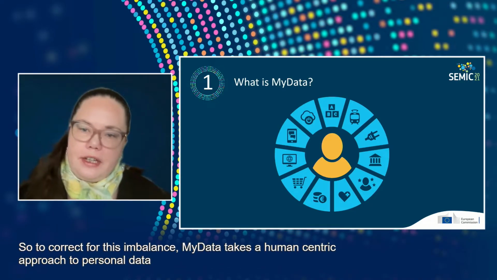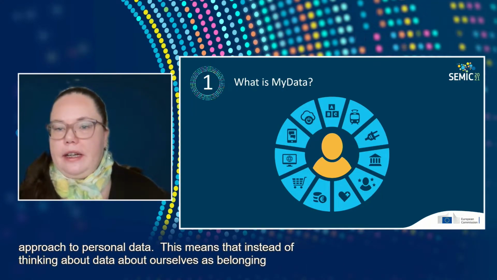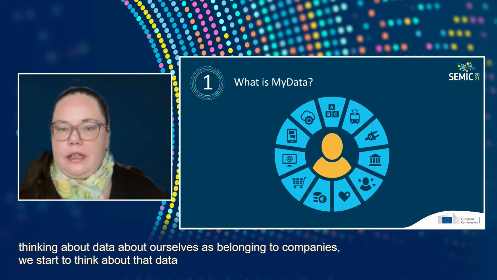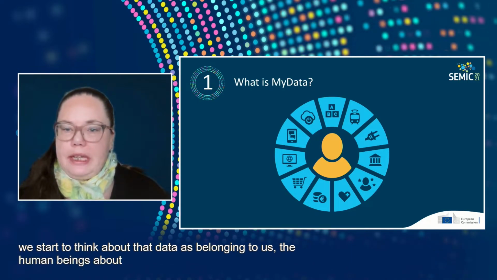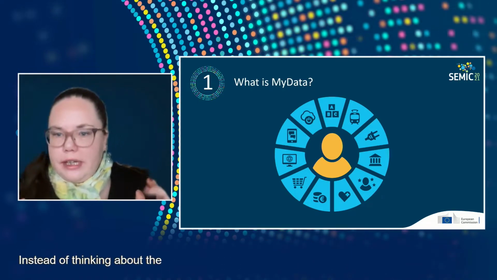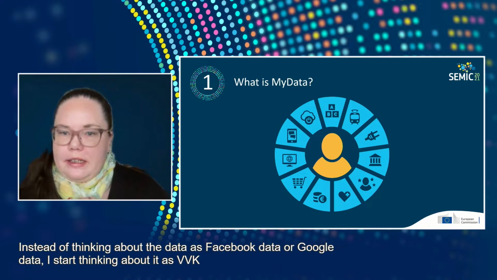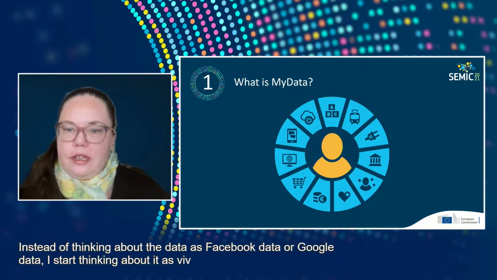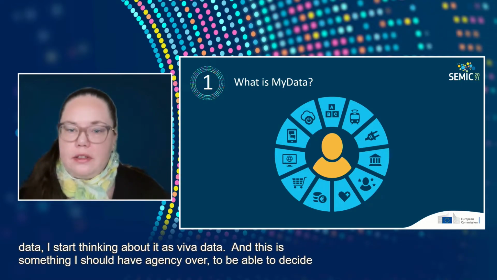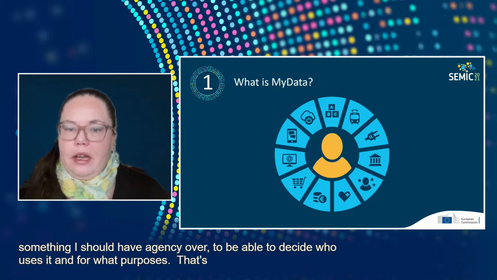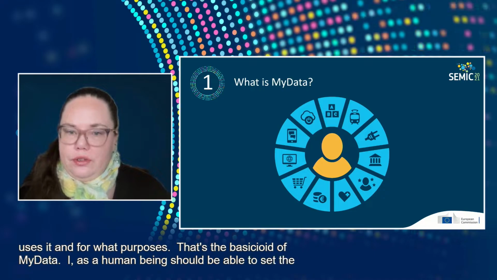This means that instead of thinking about data about ourselves as belonging to companies, we start to think about that data as belonging to us, the human beings about whom it exists. So instead of thinking about the data about me as Facebook data or Google data, I start thinking about it as Viivi data. And this Viivi data is something that I should have agency over, that I should be able to decide who uses it and for what purposes. So that's the very basic idea of MyData. I, as a human being, should be able to set the agenda for how data about me is used.